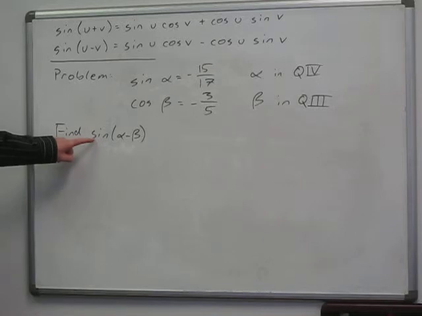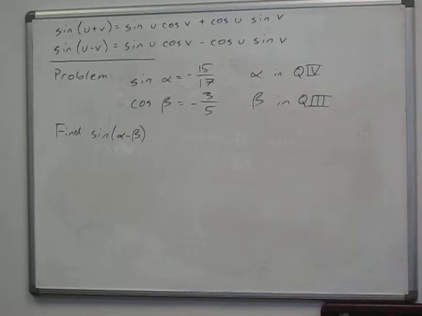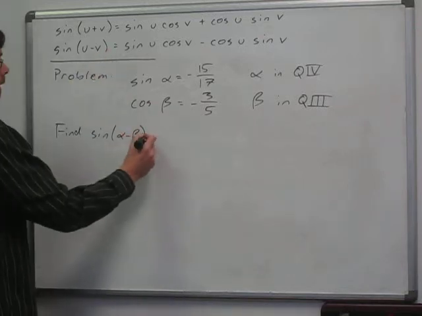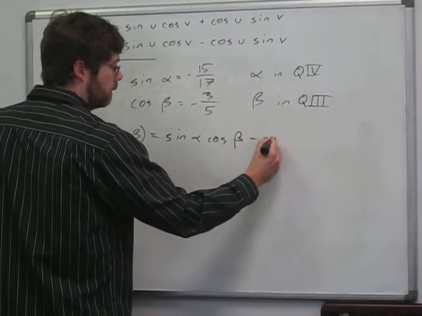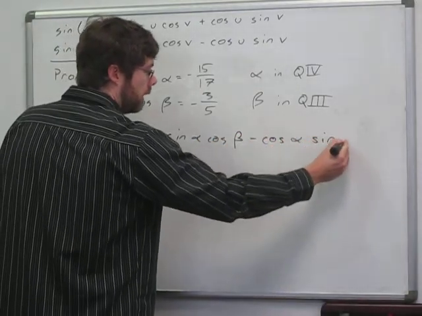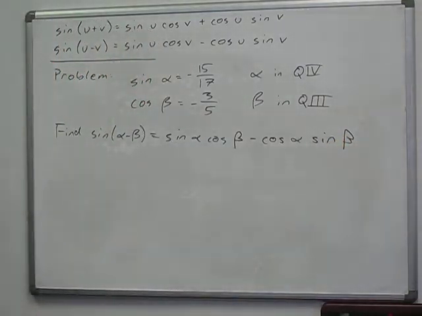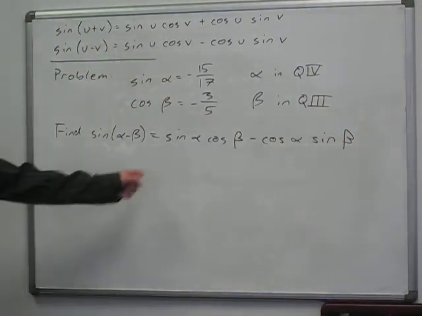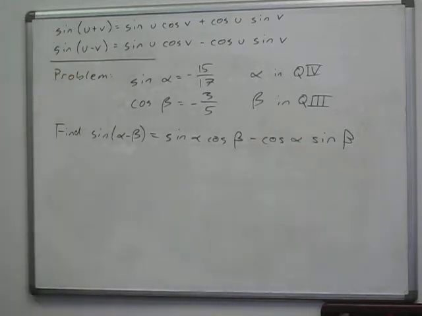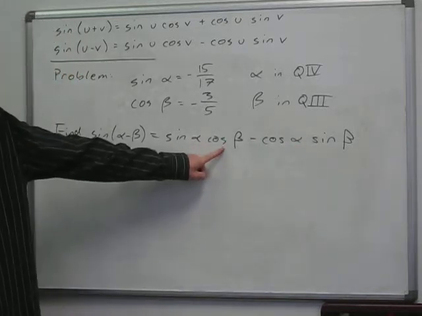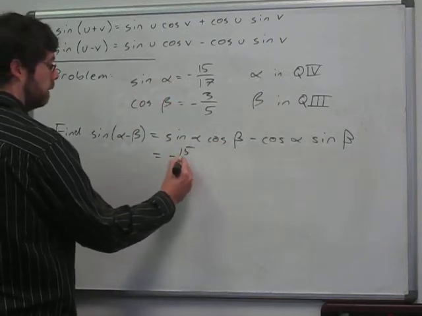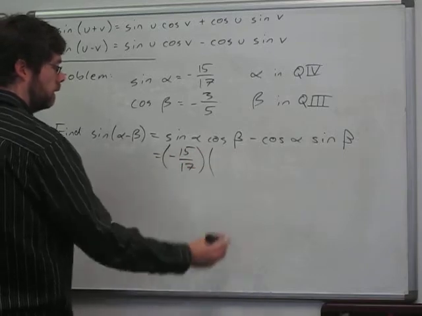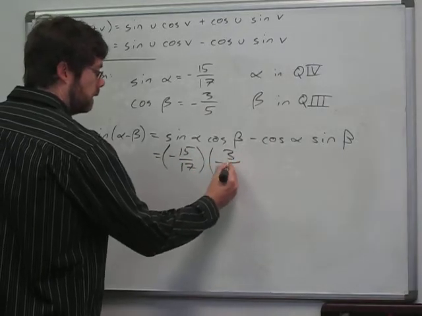Well, we're being asked to evaluate the sine of the difference of two angles, so let's start by using the angle difference formula for the sine. So this is going to be the sine of alpha cosine beta minus cosine alpha sine beta. Right? And what we'd like to do now is to plug values in for each of these expressions. Well, sine alpha and cosine beta, I already know. They were given to us in the problem. So sine alpha negative 15 over 17 times cosine beta, which is negative 3/5.